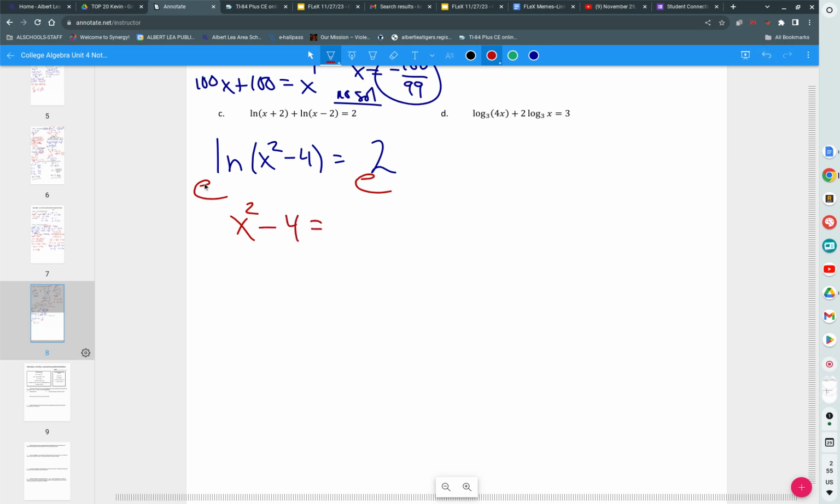I have not memorized e squared yet. I think it starts with a 7. 7.389. Add the 4, x squared is equal to 11.389. And square root, we'll get x equal to 3.375.